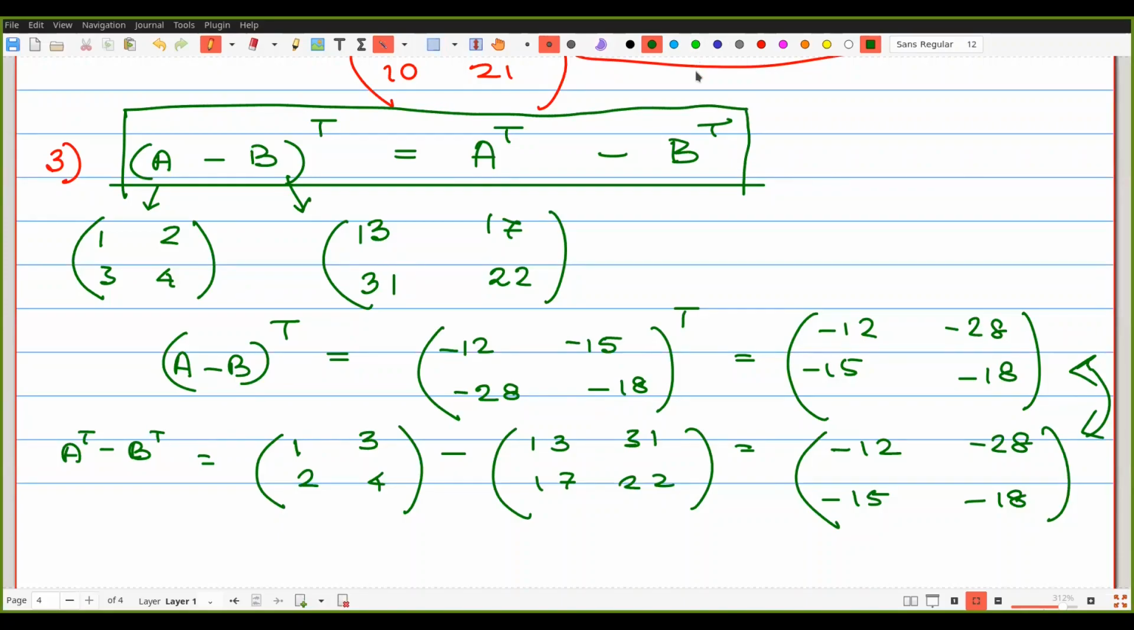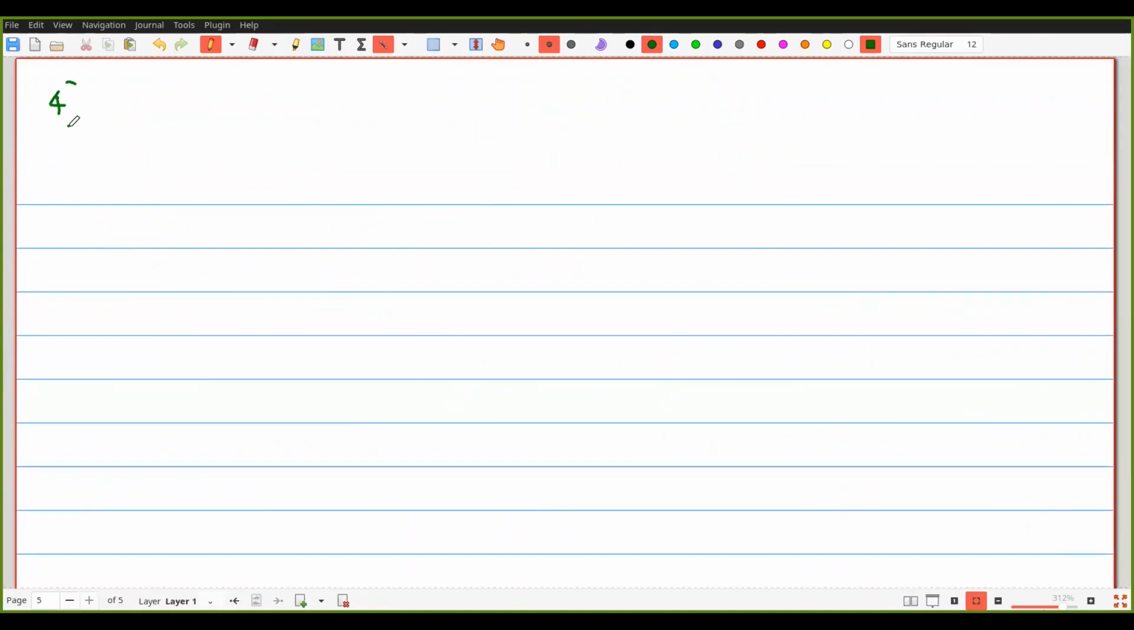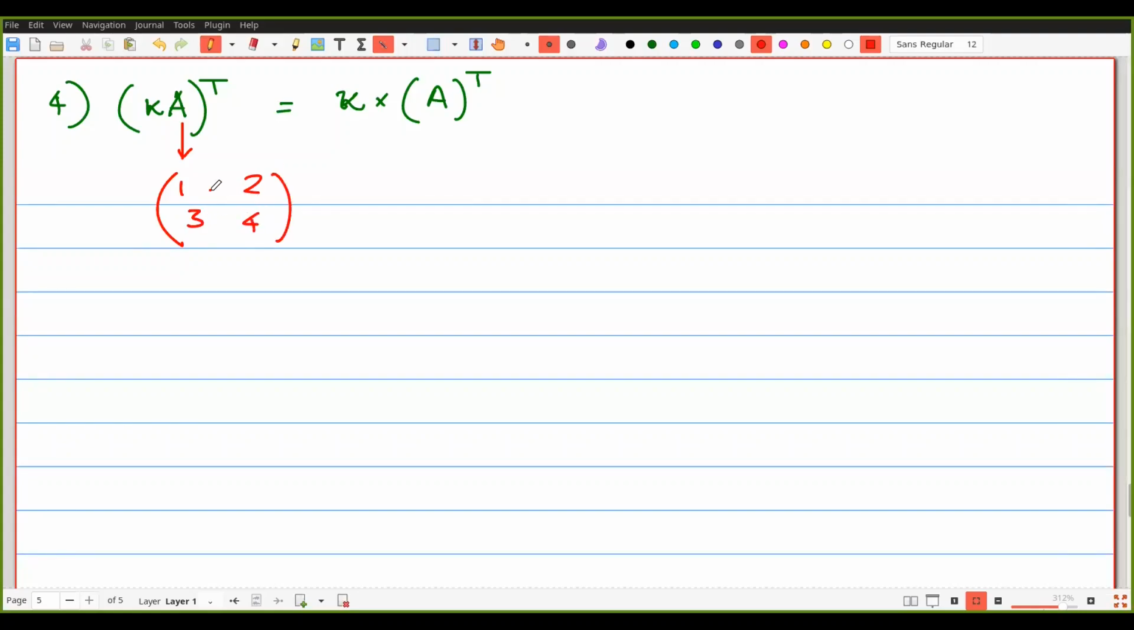Next one is with the scalar. Scalar number means if we have a scalar small k, then A is the matrix and then its transpose, we are getting the result same as k into A transpose. Let's check with a very small number 1, 2, 3, 4 and k is equal to 5. So the left hand, k into A whole transpose. That means 5 into 1, 2, 3, 4 whole transpose.